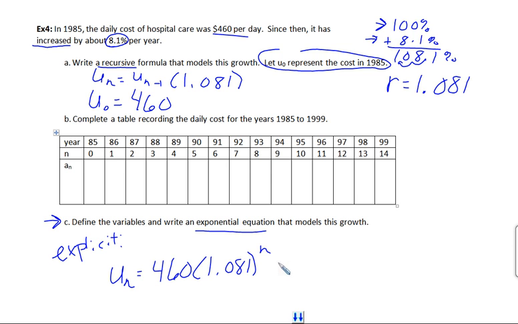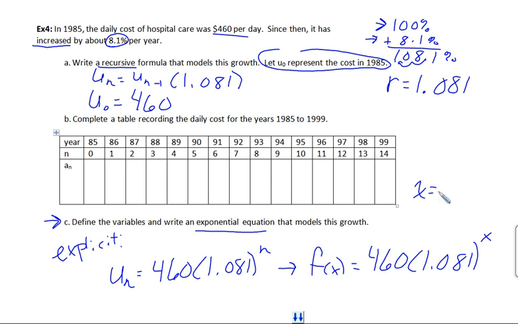If it says exponential equation, we just change it into x's and y's. Or in this case, f of x, because it's a function. Alright, and we need to define our variables. X is time in years, and y is the cost per day for the hospital care. Okay? So, I'm going to try and write sideways here. It's going to be a little bit goofy, so I apologize ahead of time.